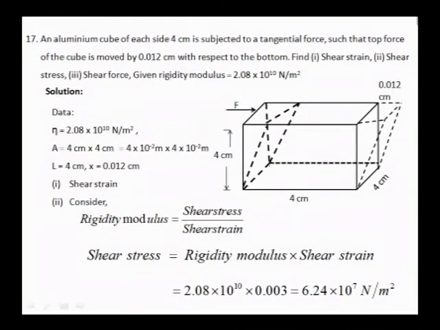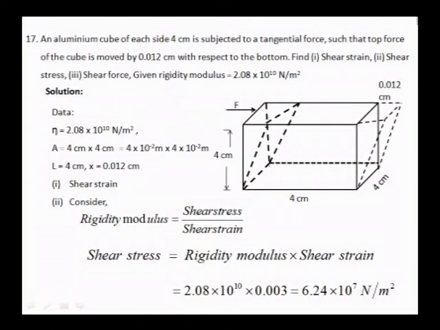Next problem: an aluminium cube of each side 4 centimeter is subjected to a tangential force such that the top face of the cube is moved by 0.012 centimeter with respect to the bottom. We are asked to calculate the shear strain, shear stress, and shear force, given the rigidity modulus as 2.08 into 10 to the power of 10 Newton per meter square.